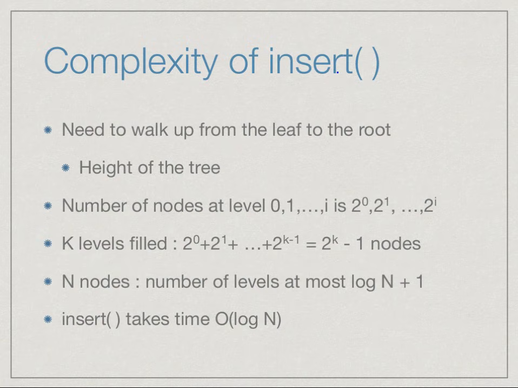So you can actually measure it correctly by saying that the number of nodes at level i is 2 to the i. So initially we have one node, 2 to the 0. Then at the first level we have two nodes, 2 to the 1. The second level we have four nodes, 2 to the 2, and so on. So if we do it this way, then we find that when k levels are filled, we will have 2 to the k minus 1 nodes. And therefore, turning this around, if we have n nodes, then the number of levels must be log n. So therefore, insert walks up a path. The path is equal to the height of the tree. The height of the tree is order of log n. So insert takes time order log n.